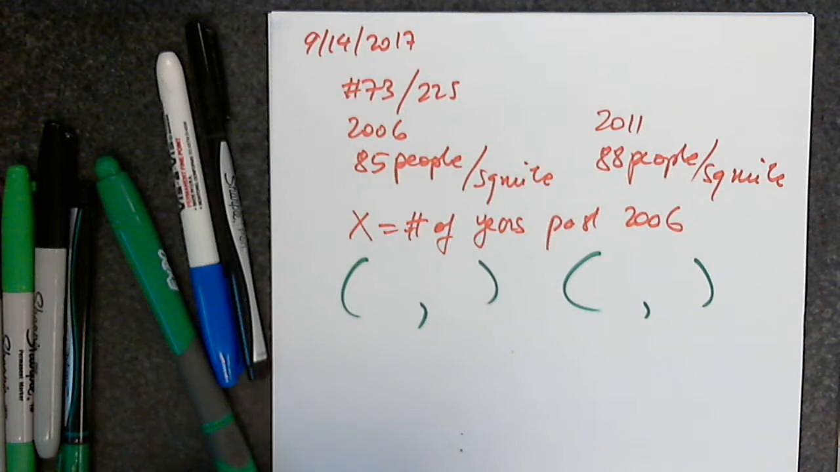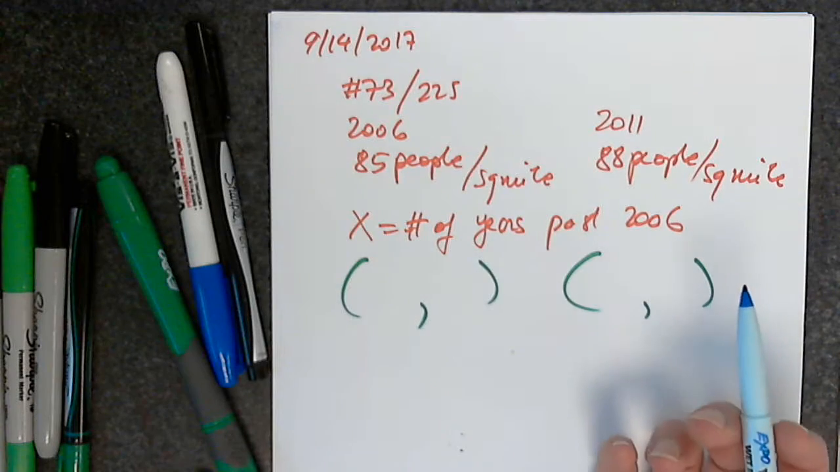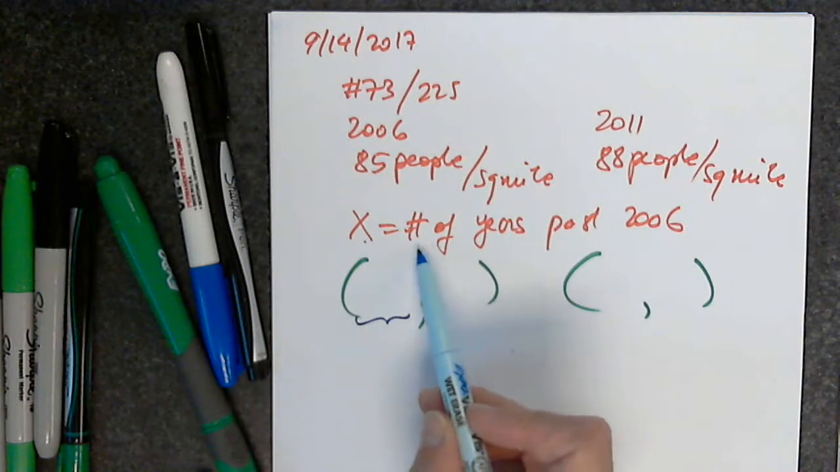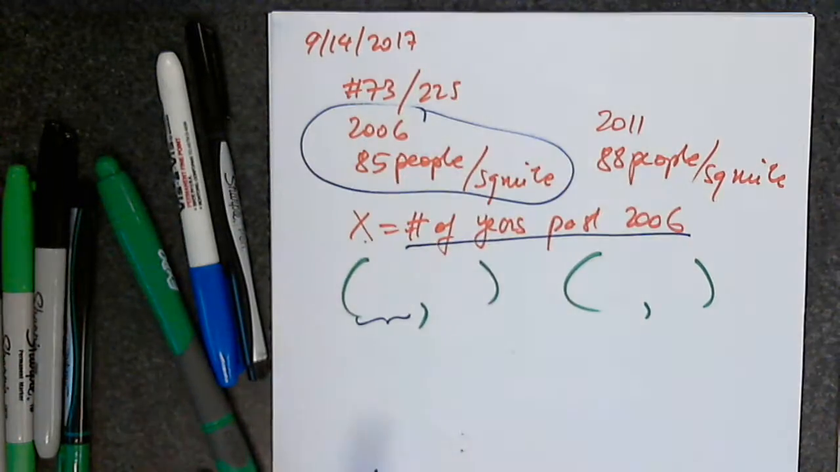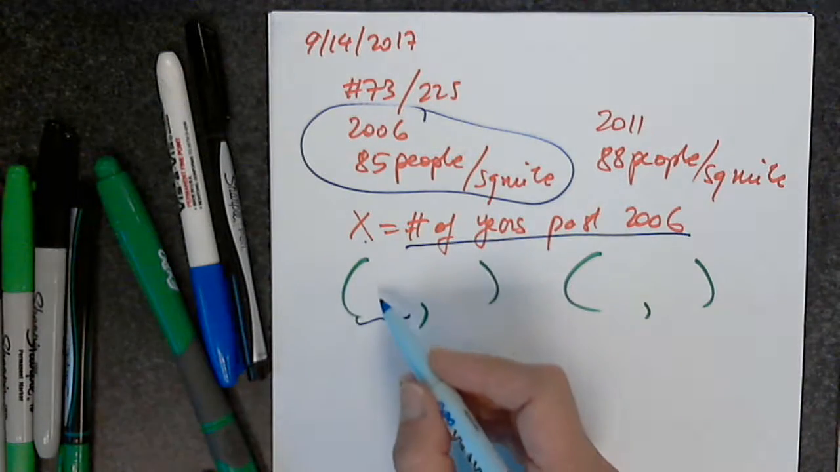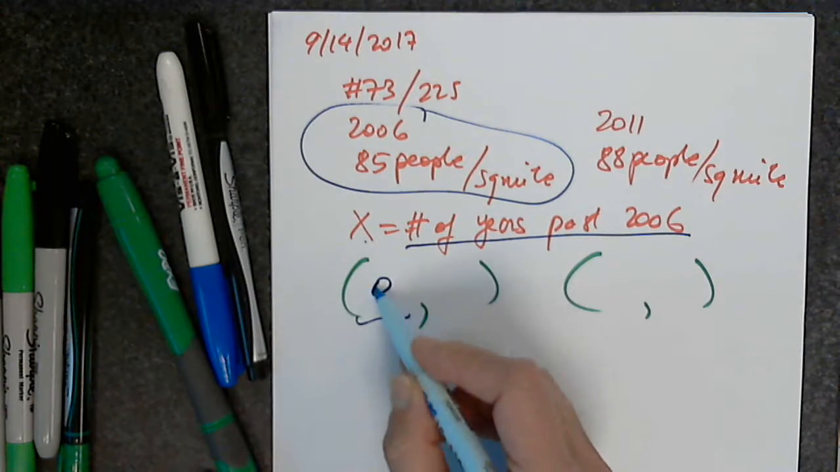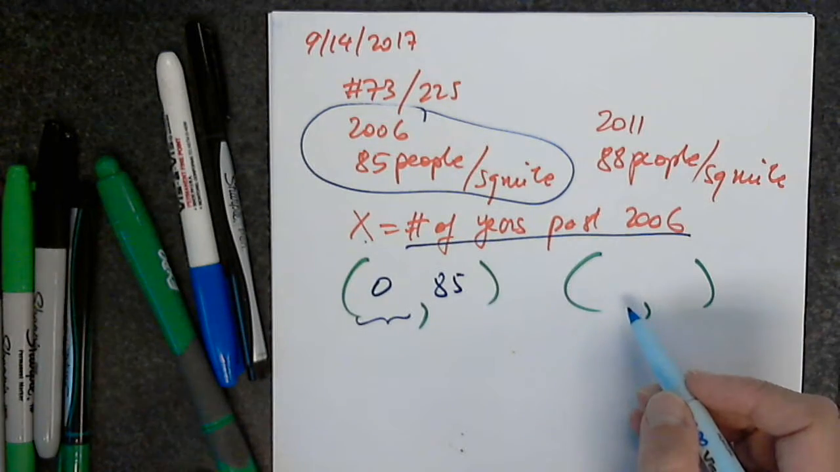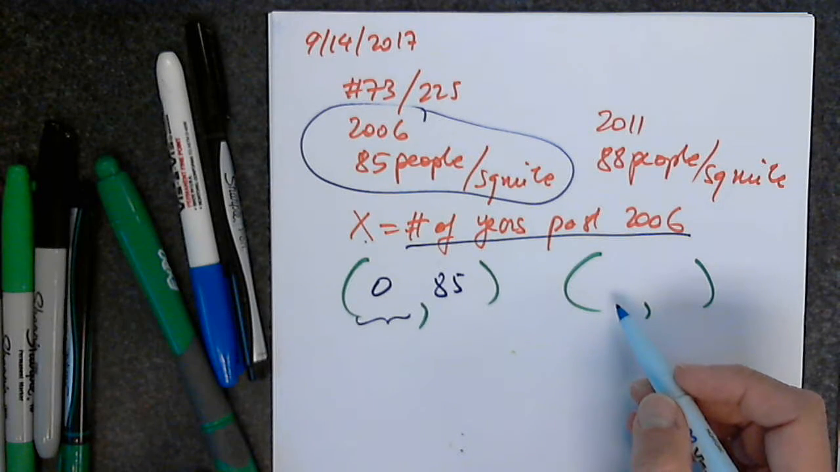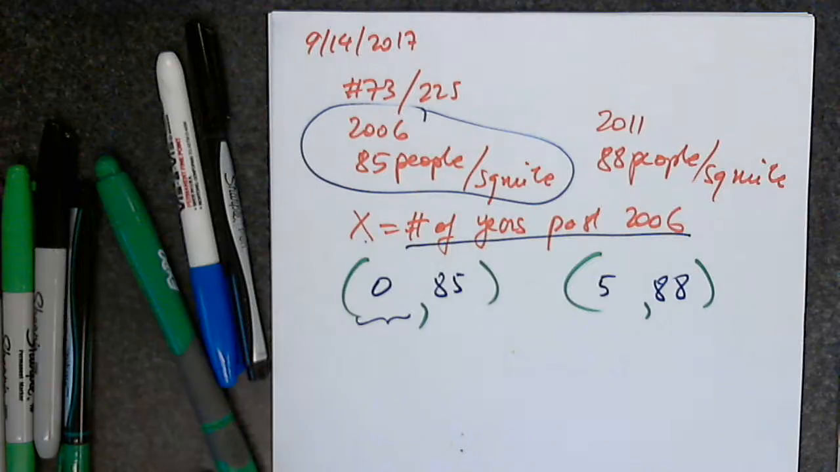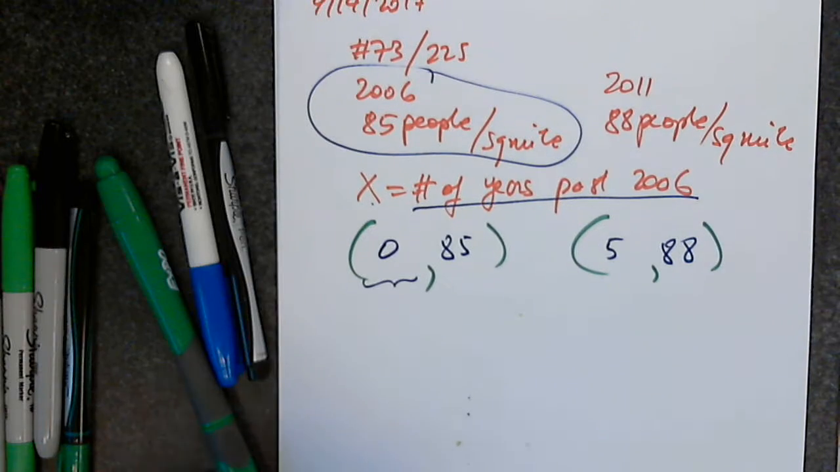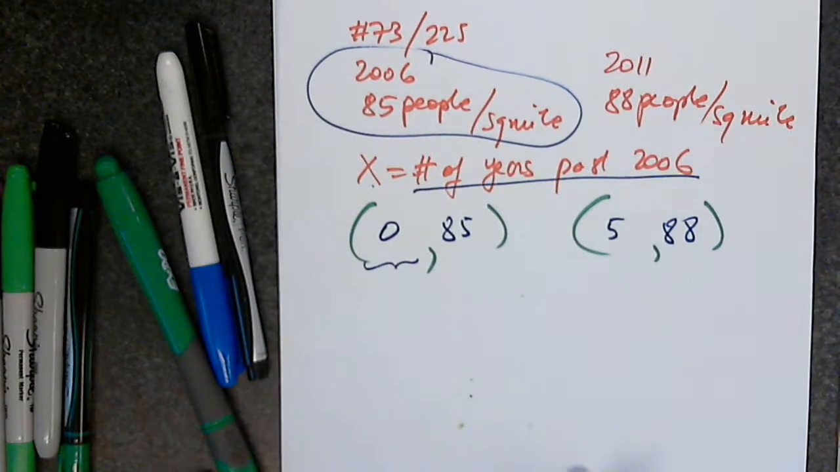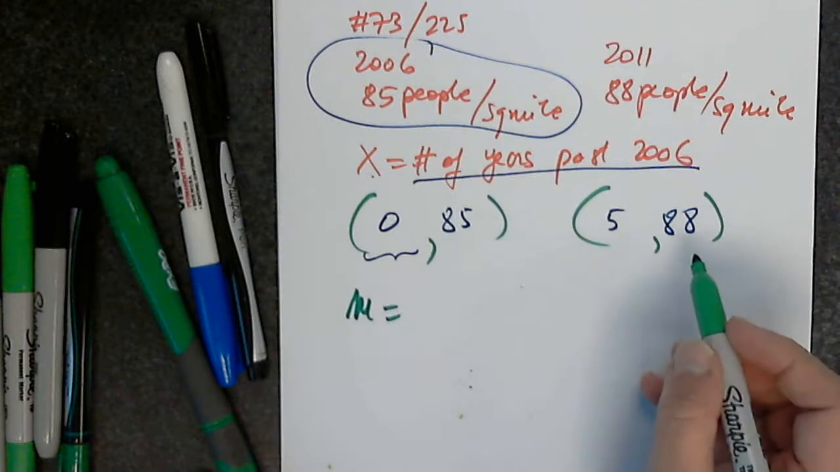The years are going to be on the x. Of course, the time is always independent. So x here represents number of years past 2006. Can anyone tell us what this will represent as the first ordered pair then? Very good. What about the second ordered pair? Very good. Excellent. So now the whole thing reduces to what we just did a minute ago. So what is the first thing I have to find? Very good. So 88 minus 85.